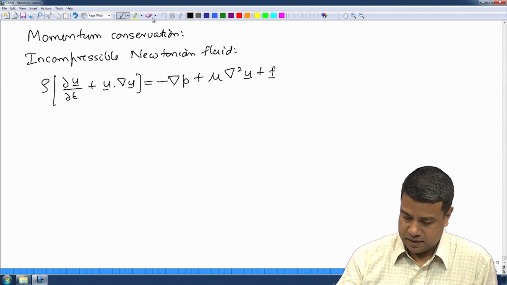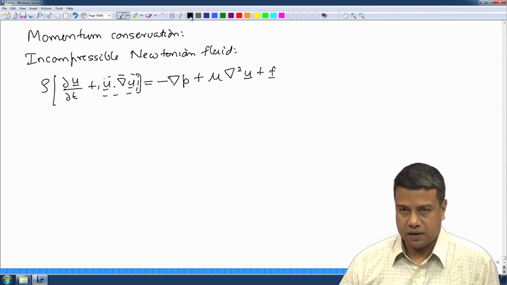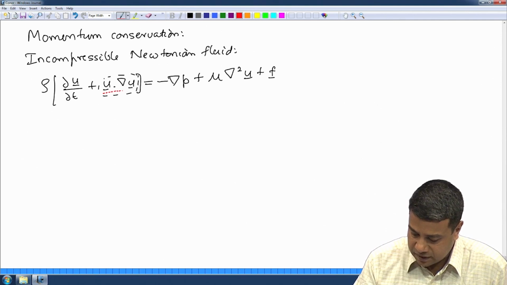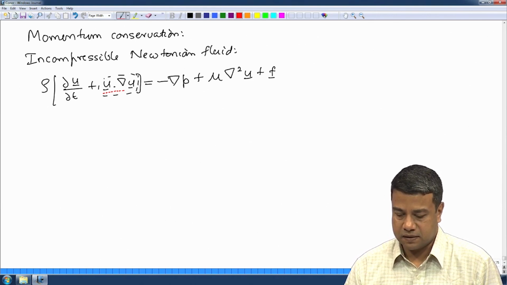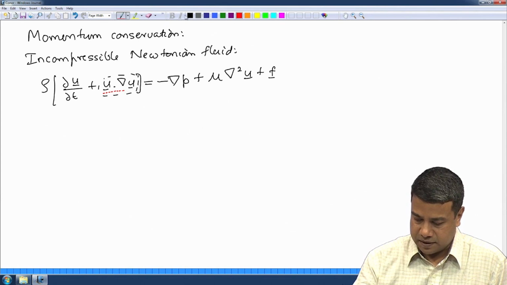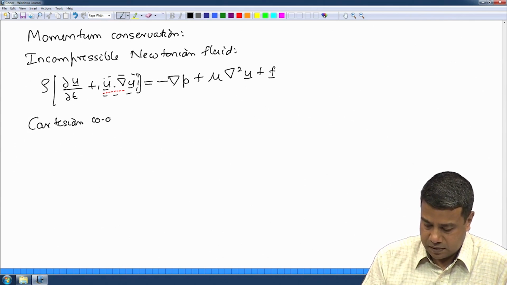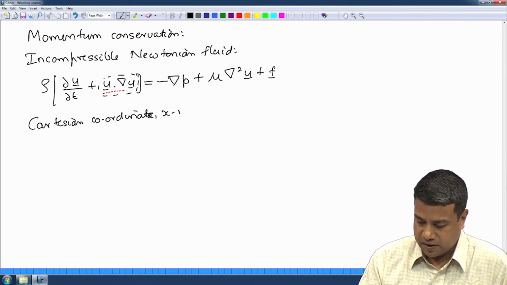This term here, if I were to write it in a Cartesian coordinate system, note that the dot product is between the velocity vector and the gradient. Therefore, if I were to write the x momentum conservation equation, for example, in Cartesian coordinates, the x momentum conservation.